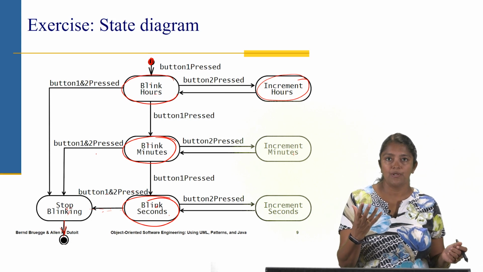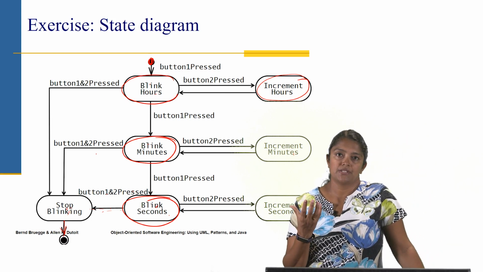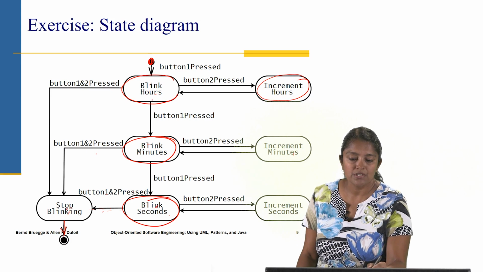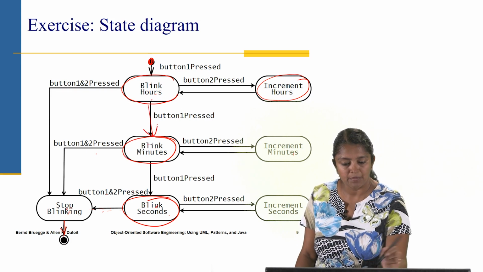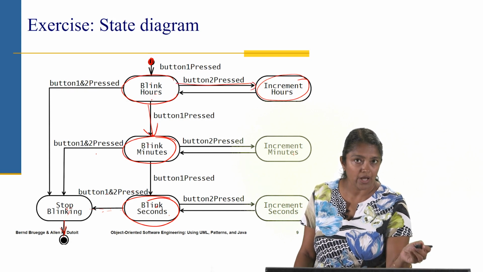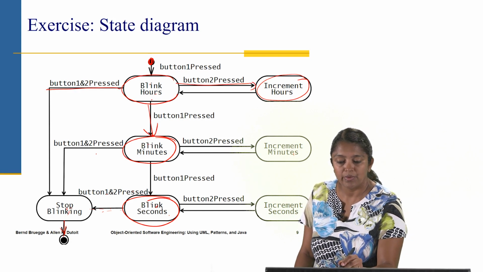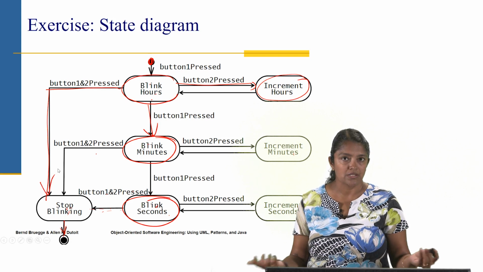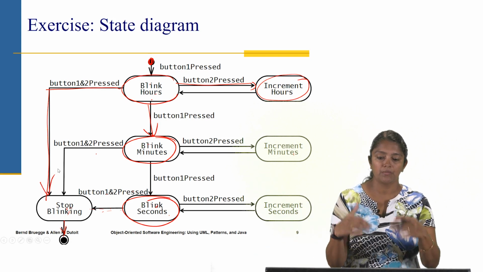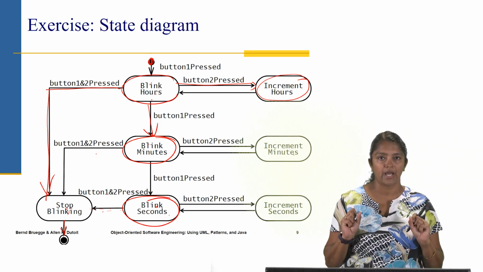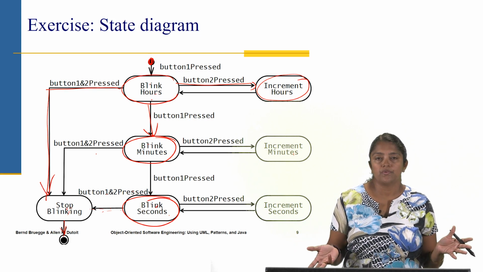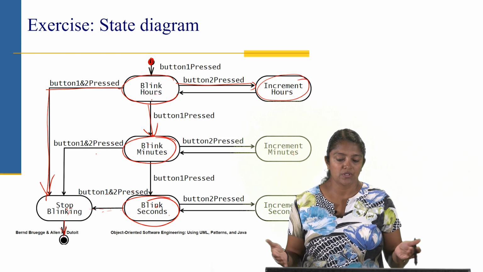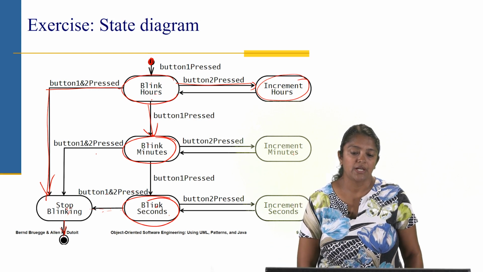On every state we look at all possible actions that could be taken. So at blink hours, what are the different possibilities? You could press button 1, what happens then? You could press button 2, what happens then? Or you could press both button 1 and 2, so what happens in that case? In that way, you think about all of the states and all of the different actions that are possible and what kind of state changes happen in each of those cases. And that's what's drawn through the state diagram.